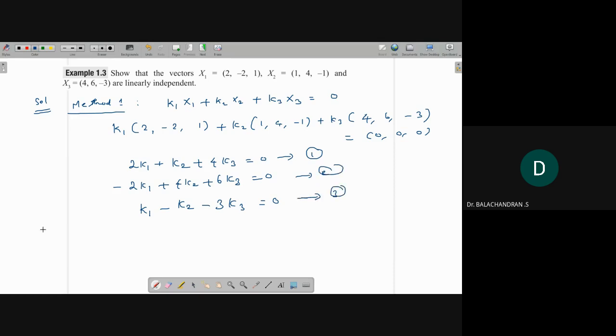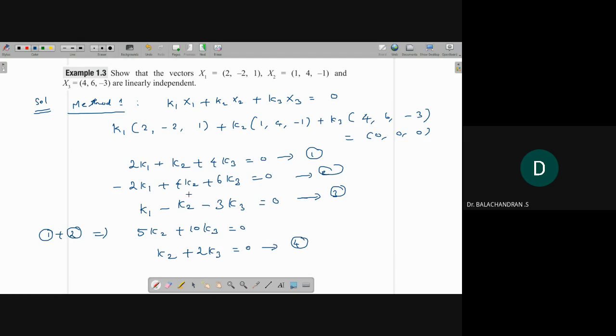If you add equations 1 and 2, you will get what? K1 is eliminated. We get 5k2 + 10k3 = 0. If you divide throughout by 2, you get k2 + 2k3 = 0. So this is equation 4.